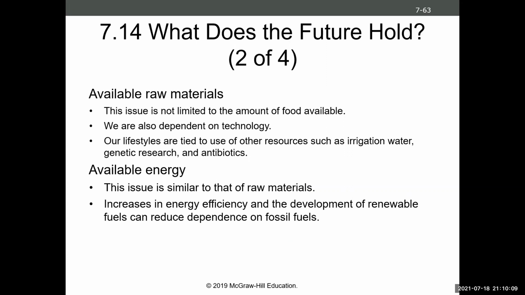Right? And so in terms of raw materials, it's not limited to the amount of food, but how we distribute that food. We're dependent on technology, and so our lifestyles are tied to the use of other resources, like irrigation water, so water that's not even in our immediate area but comes from other places. What about available energy? So it's really similar to this raw materials dilemma, where we have increasing energy efficiency, but the development of renewable fuels has to increase, so we're not so dependent on those fossil fuels.